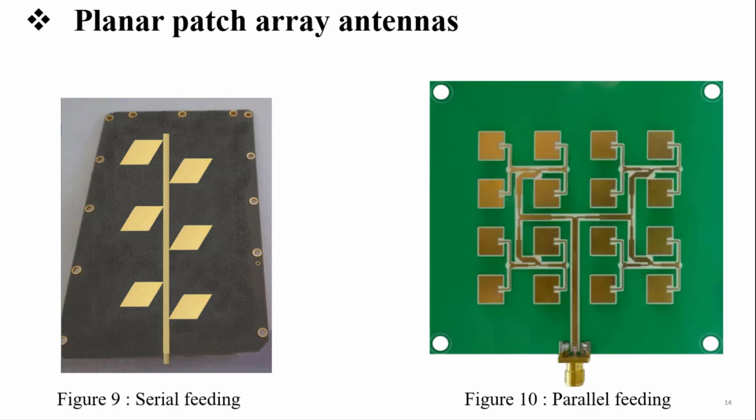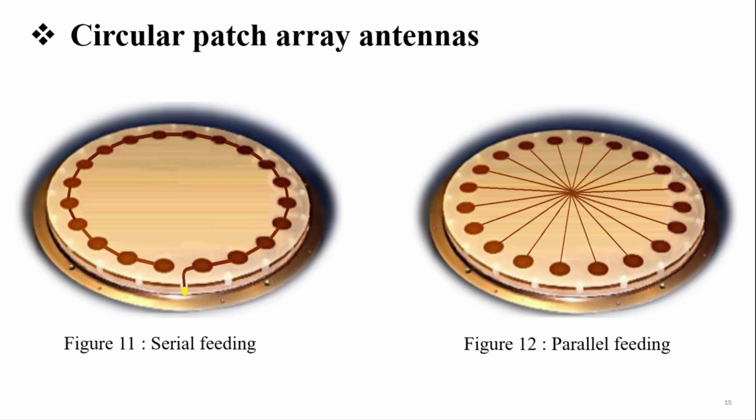Okay, so it's the same principle when I change the frequency at the inputs. For serial feeding, the phase shift changes between antenna elements, but for parallel feeding, when I change the frequency, the phase shift stays stable for all antenna elements. The last geometry, so I talk here about popular geometries. The last geometry is the circular patch array antenna.